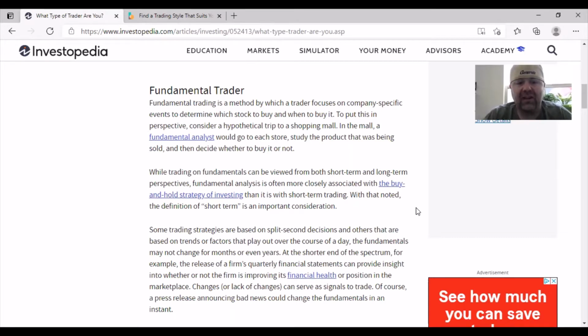Fundamental trading is a method in which the trader focuses on company specifics. So they dive into the management of the company, the financials, the pipeline, the products that they have. They take all of that into consideration and decide whether it's something they want to jump into. And normally fundamental traders are more long-term thinking, so they're more investors rather than traders.